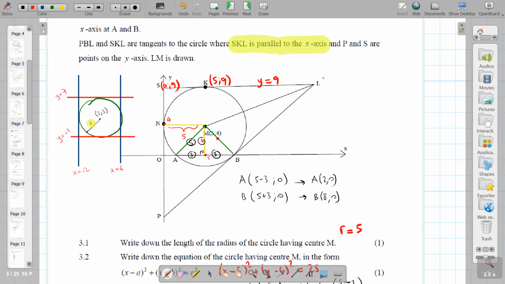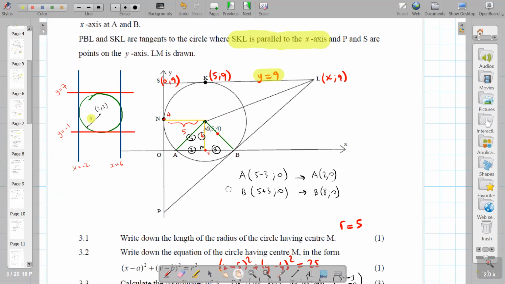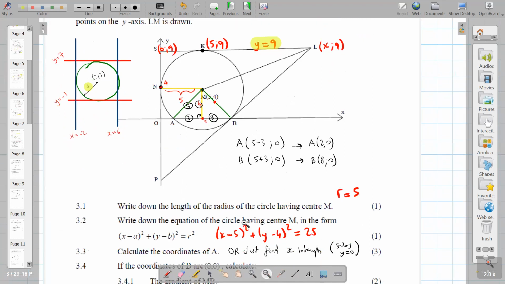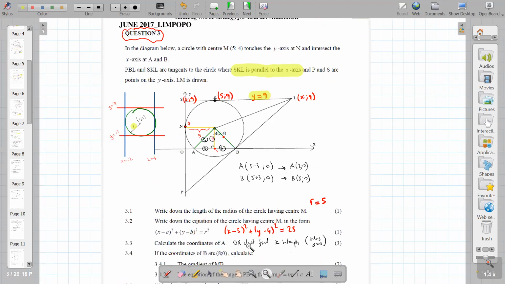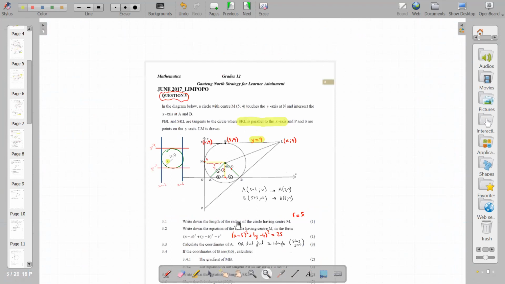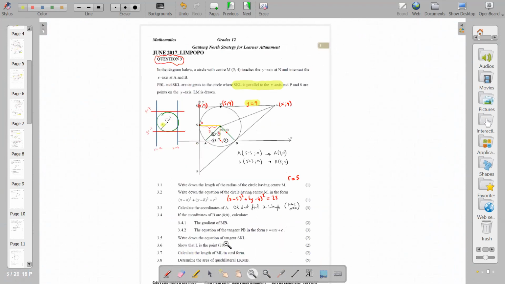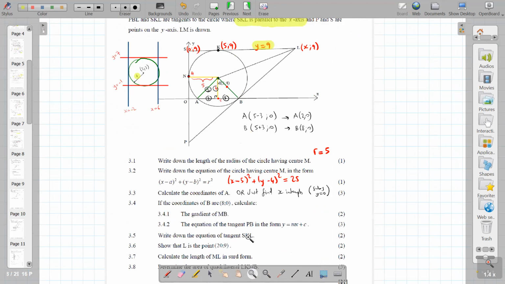And the coordinates of L, okay, I don't know at the moment, but it is (x, 9). I know the y coordinate, because every point on that line has a y coordinate of 9. Okay, so that was something different. Now what else? The equation of SKL, let's write it there as well. We got the answer: y equals 9.